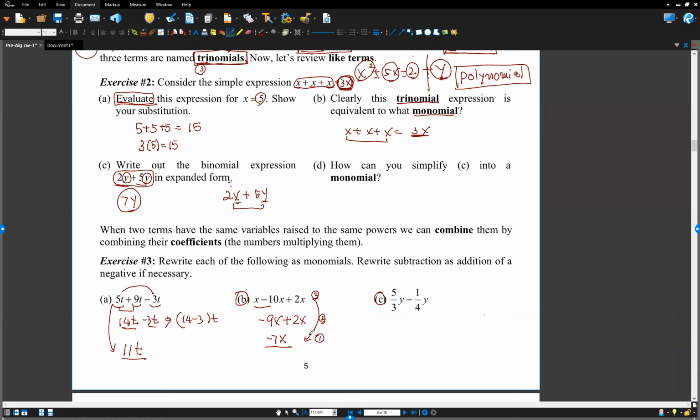Okay, Mike, can you try number C? 5 over 3y minus 1 over 4y. Still 5 over 3 is just a fraction. It doesn't matter. Y is what? Like terms.